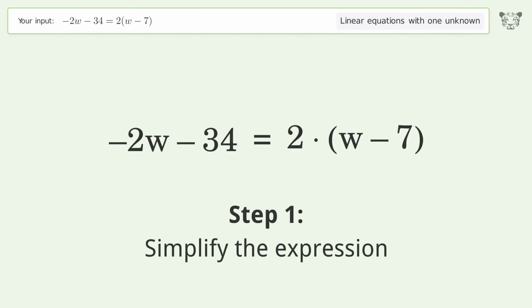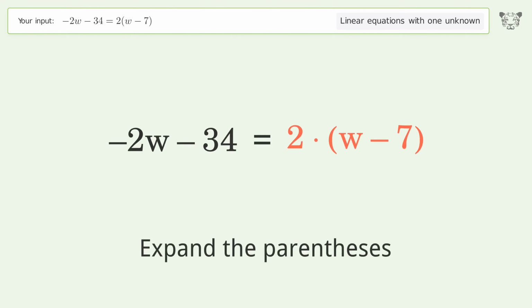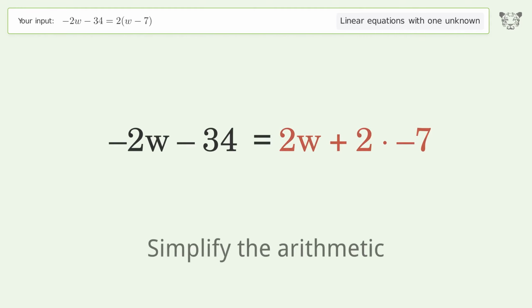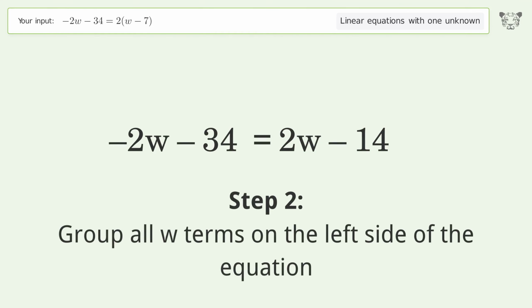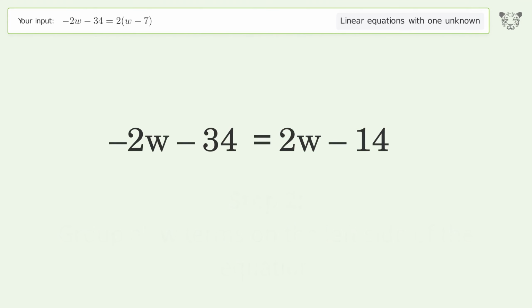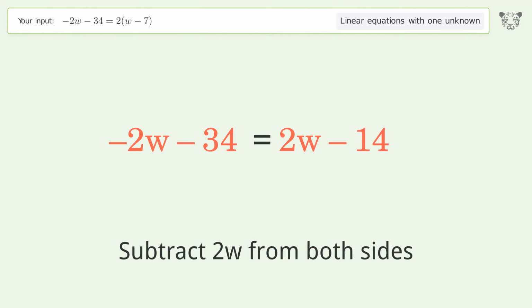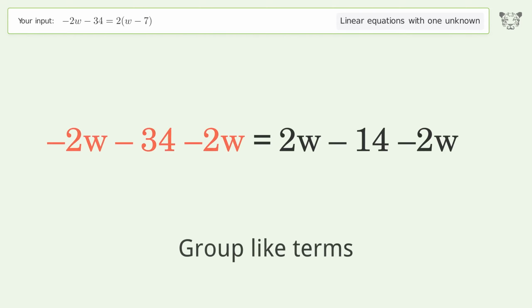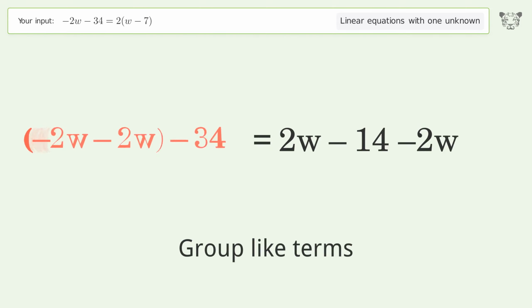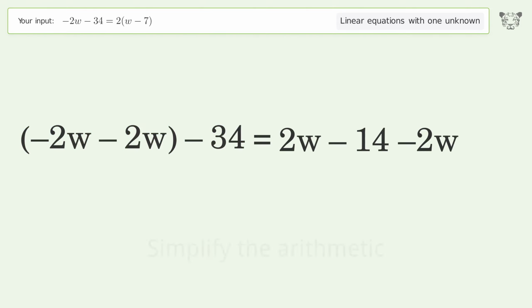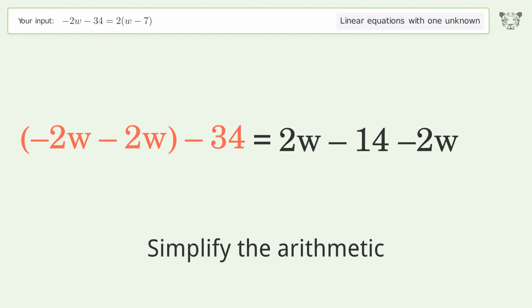Simplify the expression. Expand the parentheses. Simplify the arithmetic. Group all w terms on the left side of the equation. Subtract 2w from both sides. Group like terms. Simplify the arithmetic.